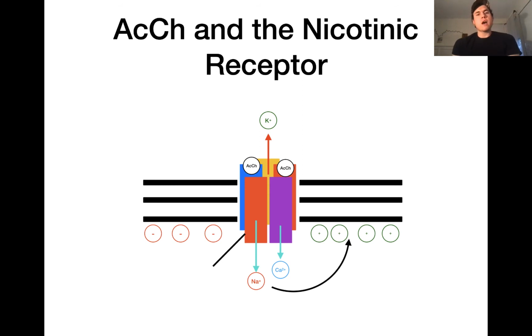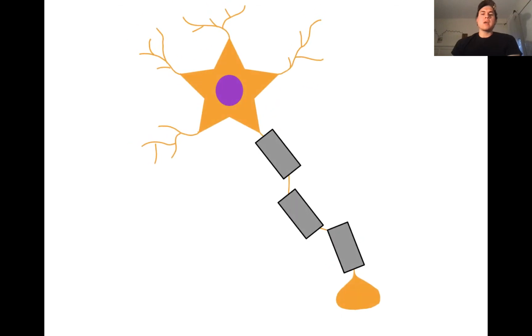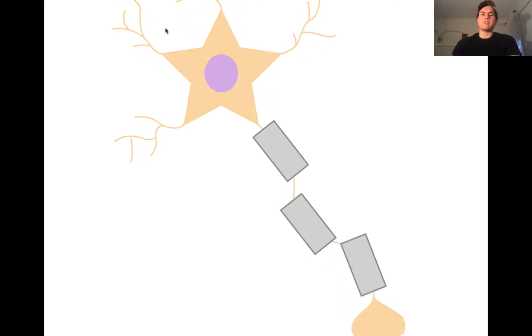In today's video, I'm going to try to explain to you how the nicotinic receptor works in synaptic transmission in under 10 minutes. So let's give it a go. Let's start off by looking at a neuron. And what we're going to do is zoom in on the synaptic terminal of this neuron.